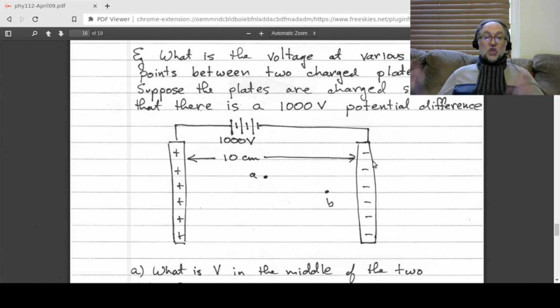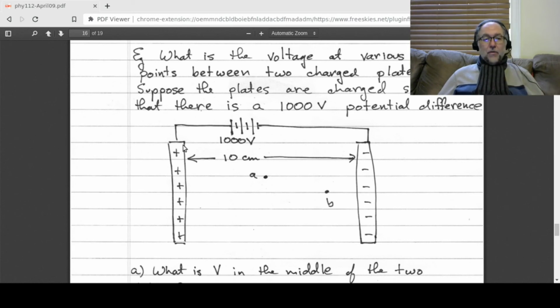Now how did I charge them up such that there was a 1,000-volt difference? Well, you can do that by just attaching them to a battery. This symbol here, which you will see in the lab, is a series of alternating long and short lines like that. This is the symbol for a battery, and this particular battery is 1,000 volts.